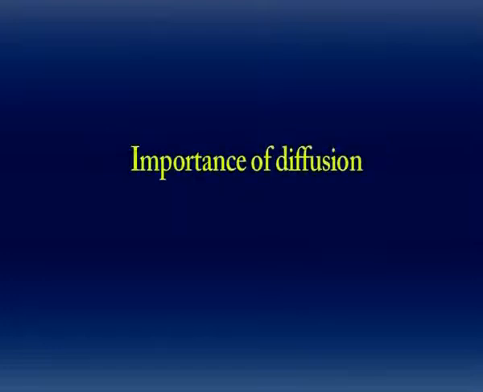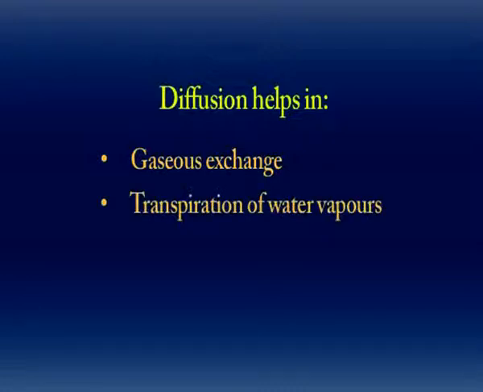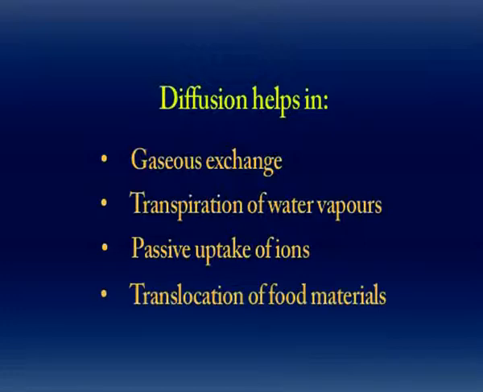Now, the importance of diffusion. Diffusion helps in gaseous exchange during the process of photosynthesis and respiration. The process of diffusion is also involved in the transpiration of water vapors. The ions are absorbed by simple diffusion during passive salt uptake. Diffusion is an effective means of transport over very short distances and helps in translocation of food materials.